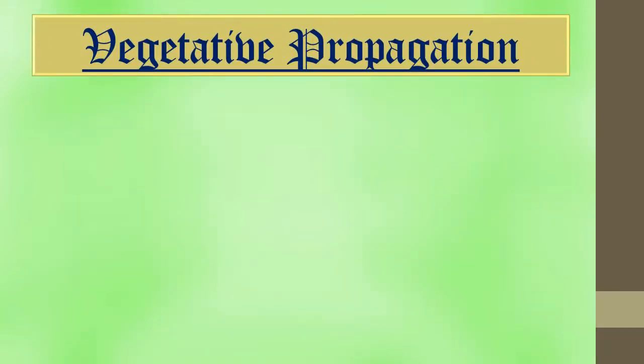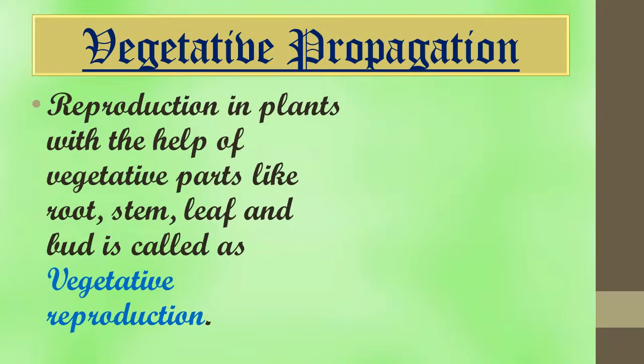Now next is vegetative propagation. What is it? Students, reproduction in plants with the help of vegetative parts like roots, stem, leaf and bud is called vegetative reproduction. A bud is a small outgrowth. So when reproduction takes place by these parts of a plant, it is known as vegetative reproduction in plants.